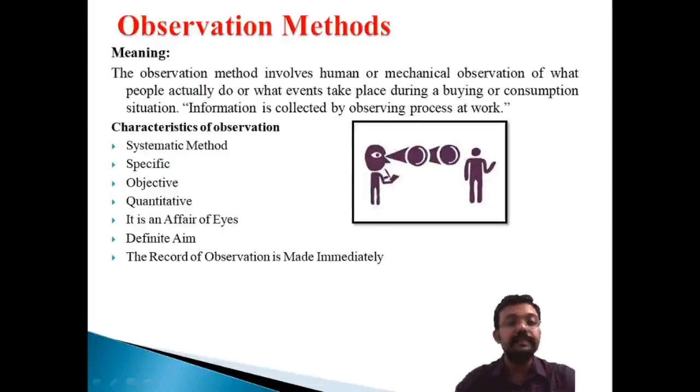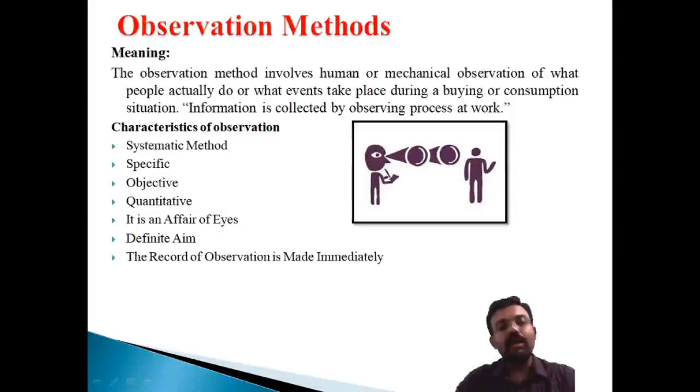Another one is specific. Observation has a specific objective. What is the purpose of this observation? What people actually do and what events take place during the buying or consumption situation. This is a specific purpose, and it is objective oriented. Your observation is purely objective; that means it has a particular purpose. It's very important: it is objective oriented.